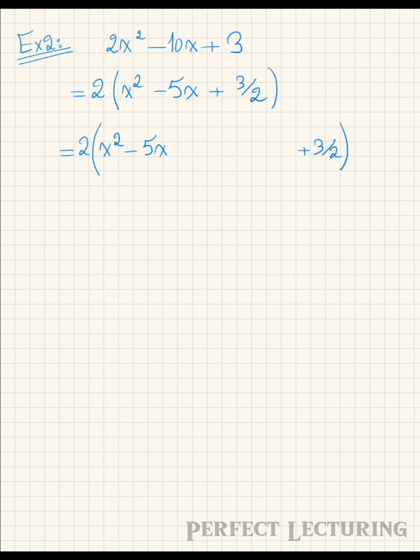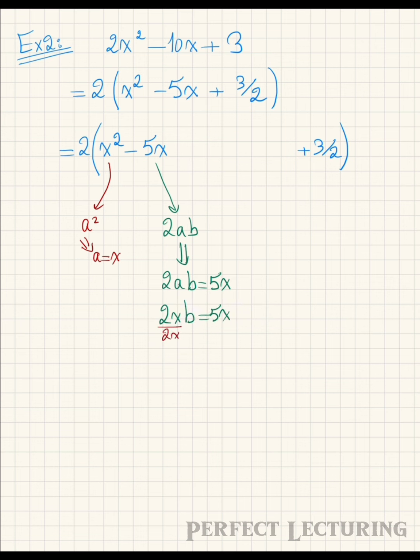How do we do that? So the first term is regarded as a squared, which means a is equal to x. So always remember, our task is always to find a and b. Now the next term is 2ab, which means 2ab is equal to 5x. So, what is a? It is x. So 2 times x times b is equal to 5x. We divide both sides by 2x in order to isolate the b. And finally, b equals 5 over 2.